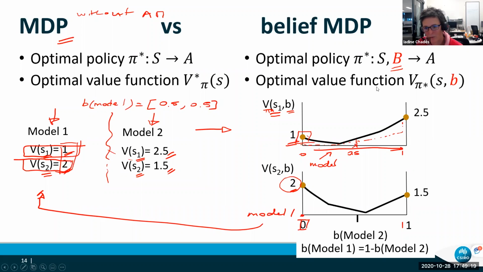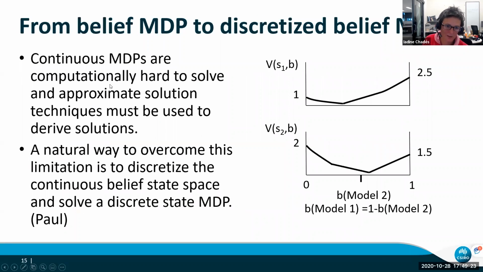So to solve those equations, it's not that easy. Continuous MDPs are computationally hard to solve, and approximate solution techniques must be used to derive solutions. There are very rare cases of exact solutions to continuous belief MDPs. It only happens if you have a very small problem, a very small number of states and a very small number of models, for example.